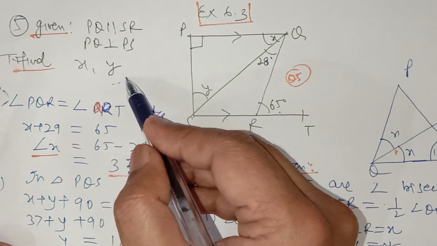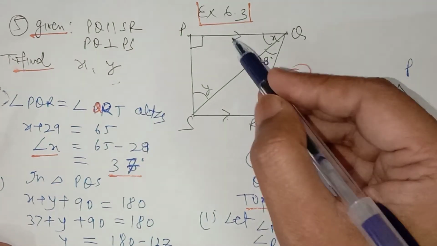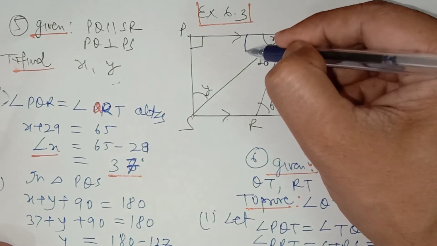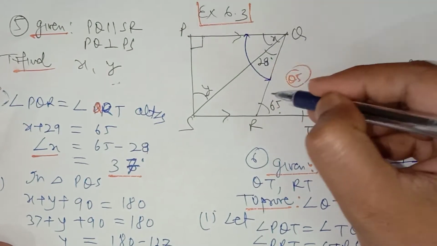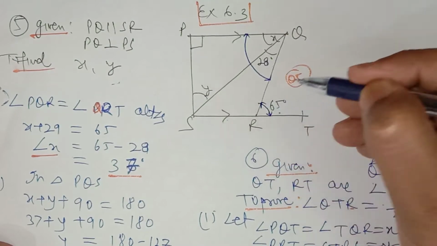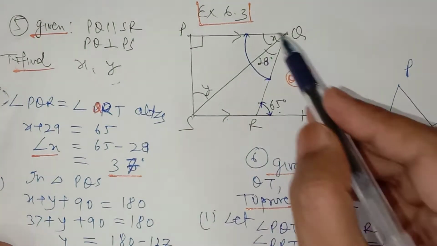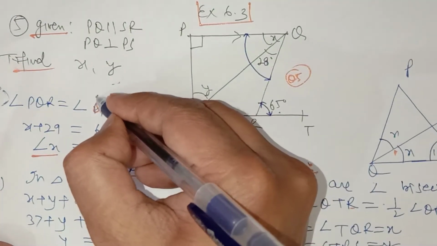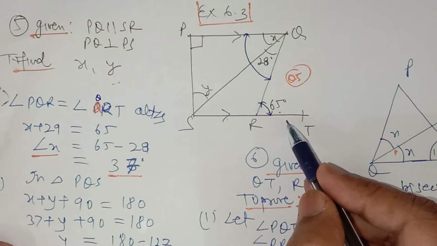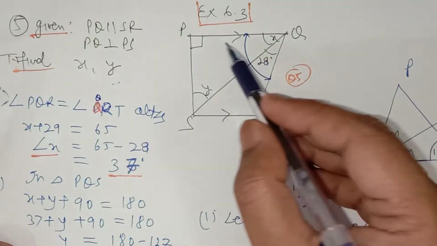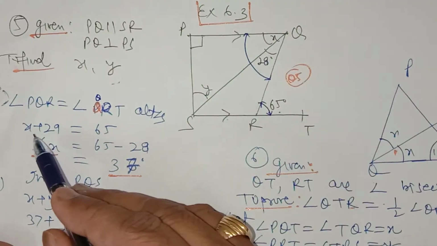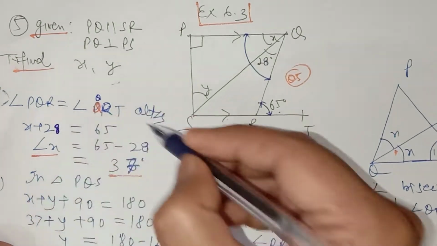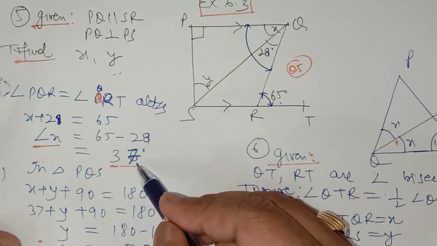You have to write what is given and what you have to find, these angles x and y. Now see it very carefully. This angle is equal to this angle because they are alternate interior angles. This line is parallel to this, so angle PQR is equal to angle QRT because they are alternate interior angles, and in place of PQR you can write x plus 28. This is 28. Now 65 minus 28 will be equal to 37.